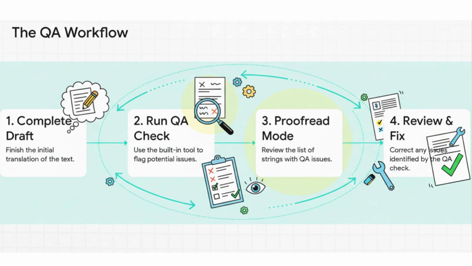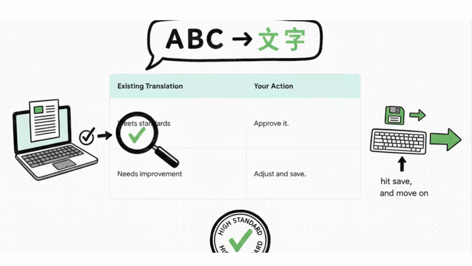A lot of times, you'll be proofreading a document that already has some translations in it. Here, your job is basically to be an editor, and the process is super simple. If an existing translation is good to go and meets all the standards, you just approve it. If it needs a little work, you make your adjustments, hit save, and move on. The goal is to make sure every single piece of that final document is held to the same high standard.